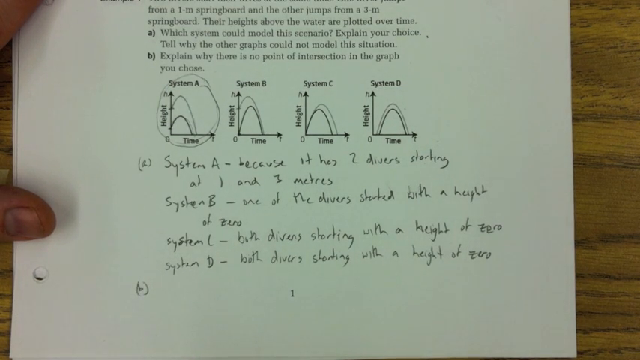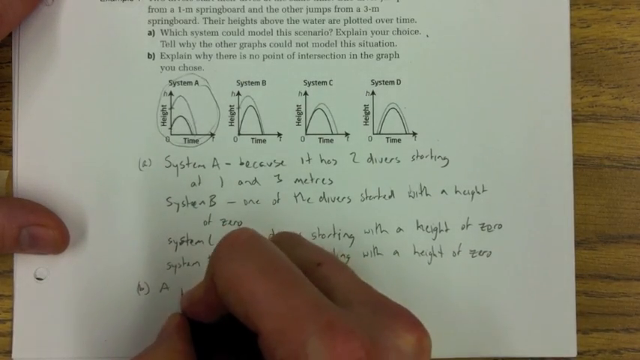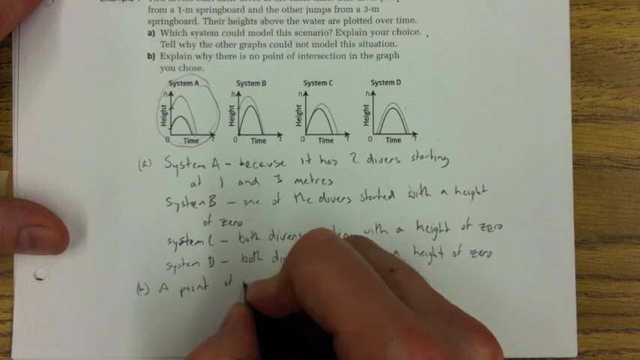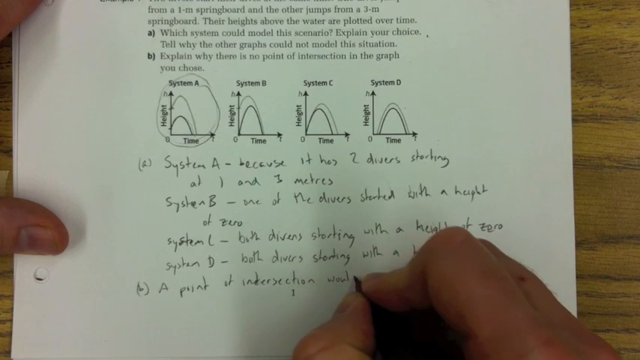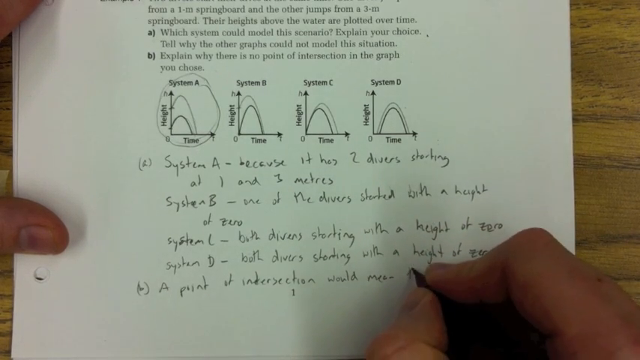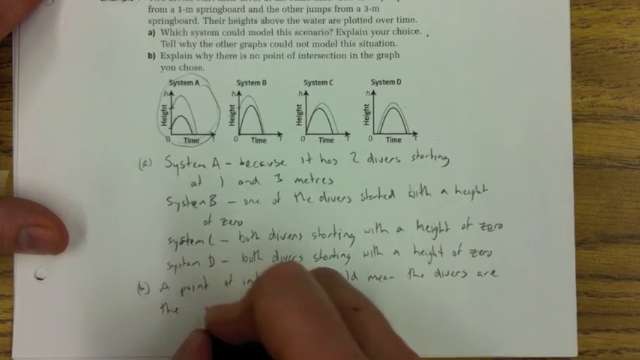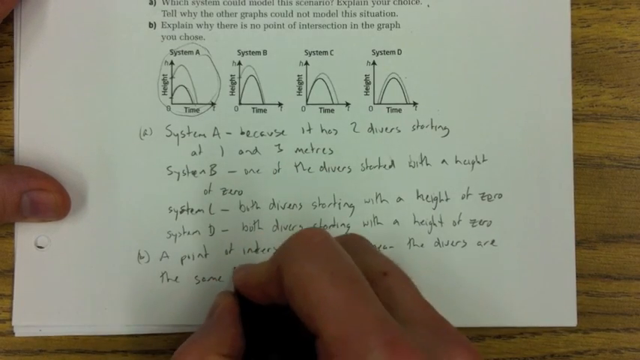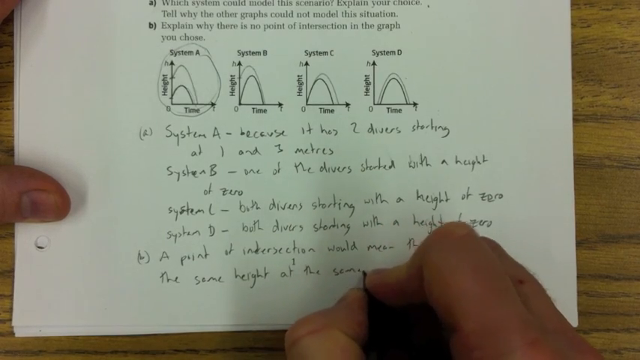Question B says, explain why there is no point of intersection in the graph you choose. Well, a point of intersection would mean that the divers were the same height at the same time.